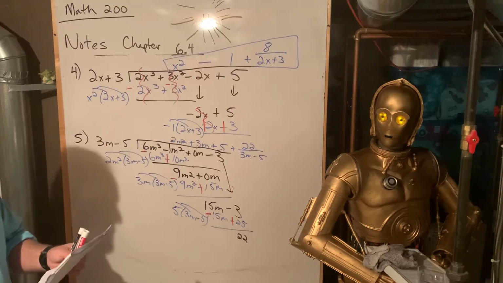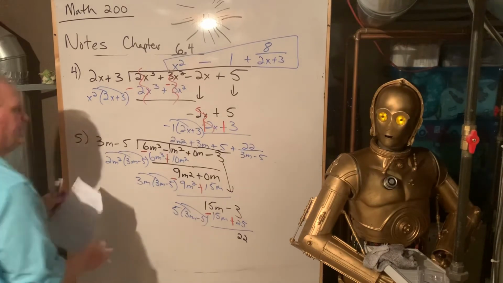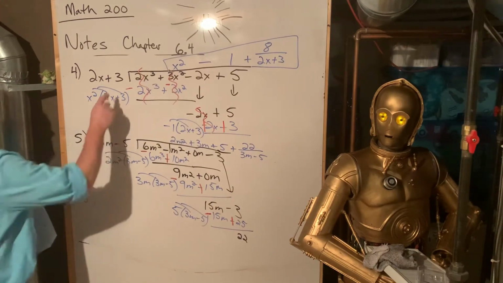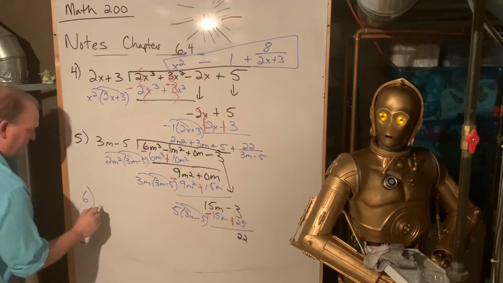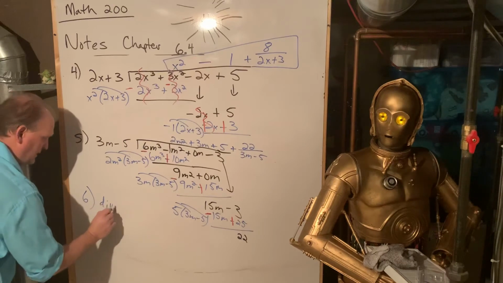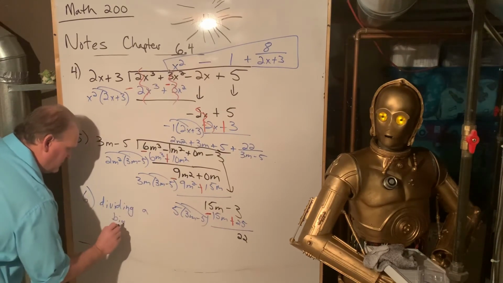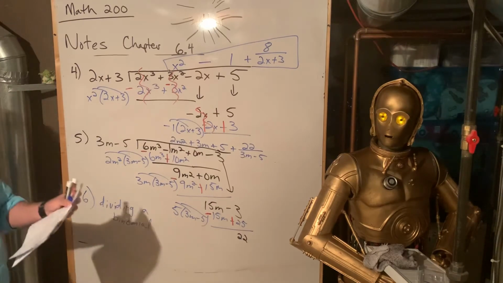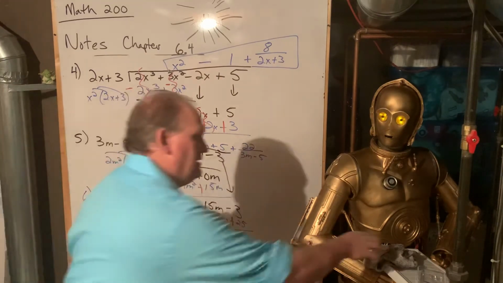Lovely, lovely. Then number 6 asks, okay, why do we have to long divide? When do we have to long divide? You have to long divide when you are dividing by a binomial, because remember you cannot cancel things that are being added or subtracted. So that's what 7 and 8 are basically stressing, that fact.